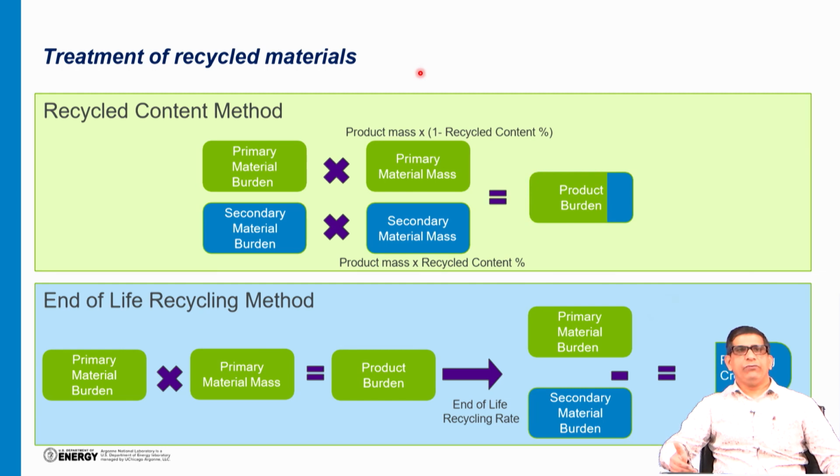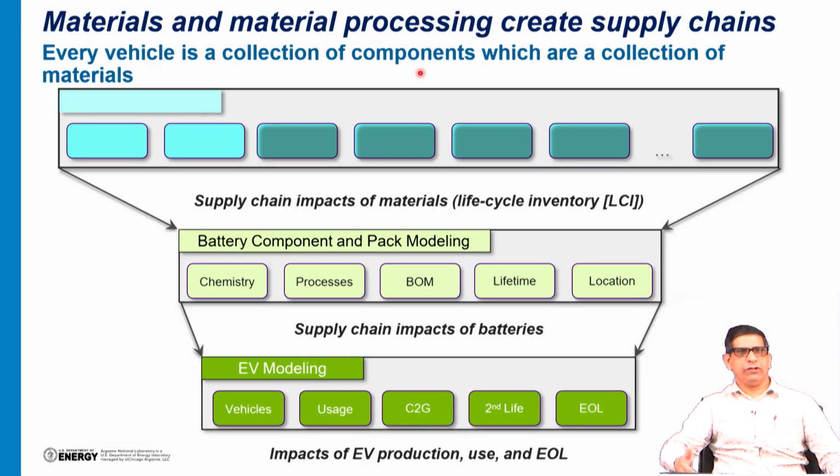We can also look at the treatment of recycled material, like the recycling method, primary material burden, and then secondary material, where you look at the secondary material content. So, you can calculate how much improvement in carbon footprint results from the use of secondary material. The end-of-life recycling method is also incorporated. So, it does take into account the materials and material processing supply chain. Every vehicle is a collection of components, which are collections of different materials, and they come from different sources. So, there is the supply chain impact of the material life cycle.